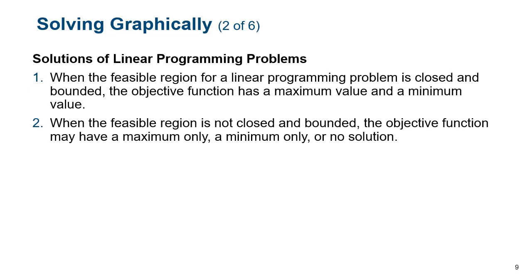Now, the solutions to these linear programming problems. When a feasible region for a linear programming problem is closed and bounded, like the previous picture, the objective function has a maximum value and a minimum value. When the feasible region is not closed and bounded, the objective function may have a maximum only, a minimum only, or no solution whatsoever. So it's kind of nice when it's closed and bounded, we know that it has both a max and a min. However, when it's open, unbounded, it could be that it doesn't have either or it only has one of them.